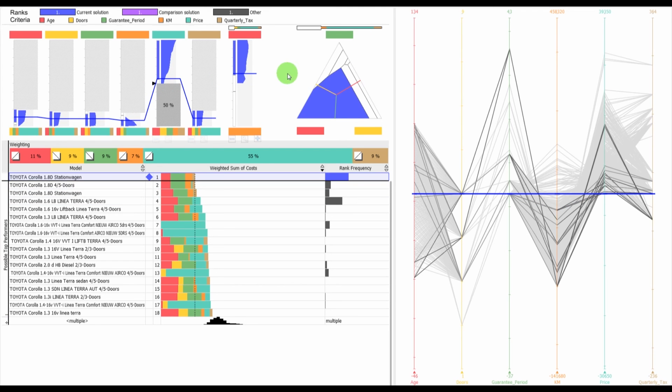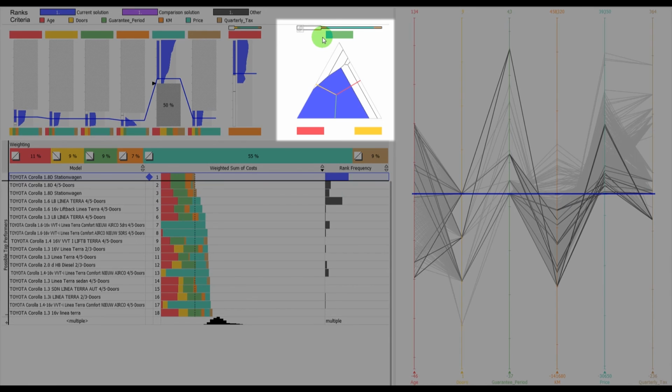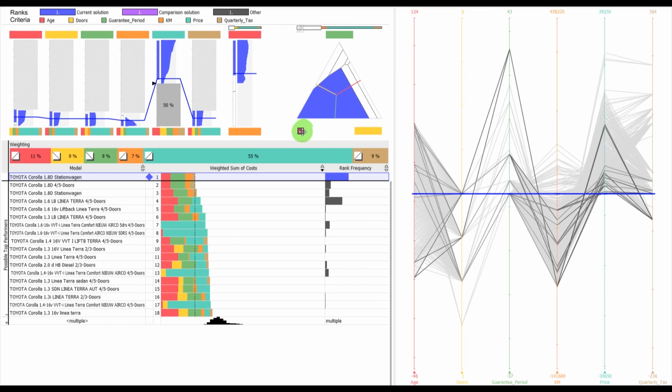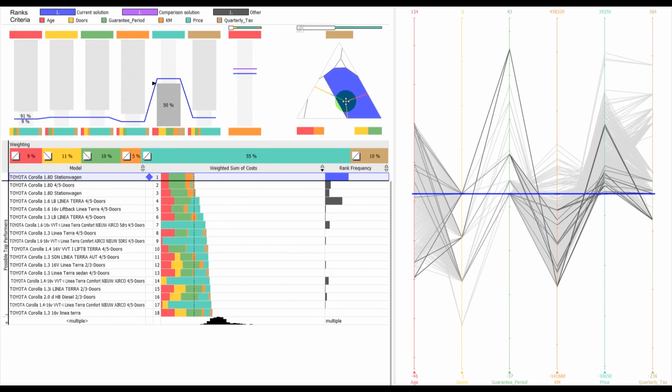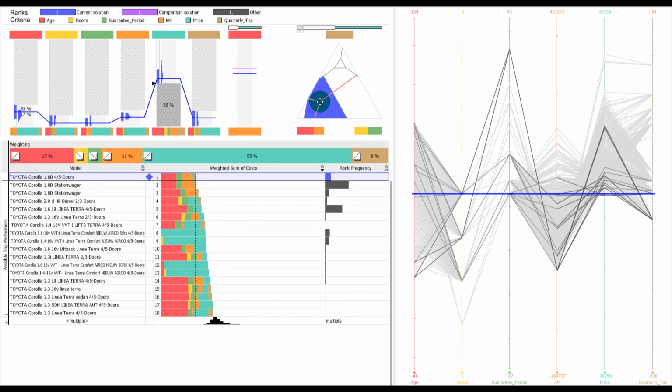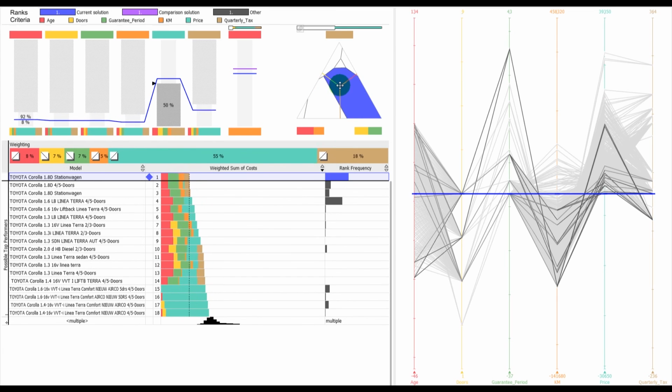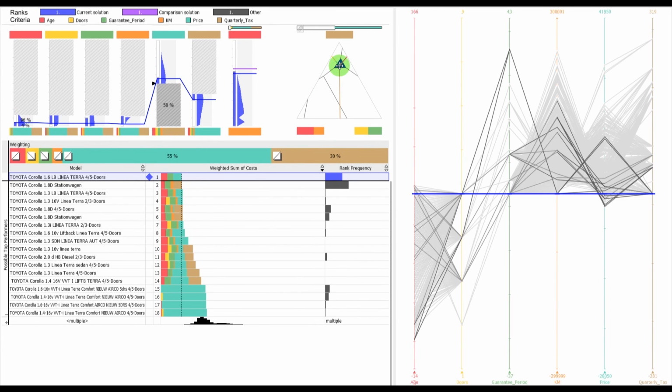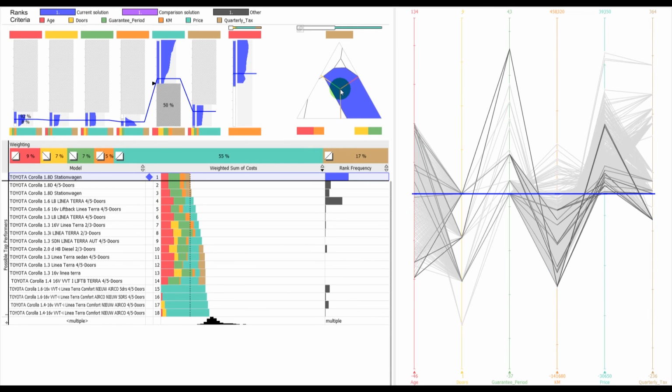In addition to the 2-way trade-off visualizations, we also provide a visualization for evaluating 3-way weight combinations. Here we see a trade-off between the guarantee period, the age, and the number of doors. By dragging criteria to the corners, we can again change the displayed trade-off. We can distribute the weight among the assigned criteria by dragging the barycentric coordinate point within the triangle. Moving the point to the center puts equal weight on the 3 criteria that are mapped to the corners. Moving the point to one corner puts full weight on the criteria of that corner.